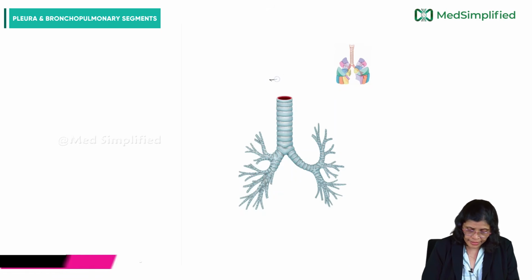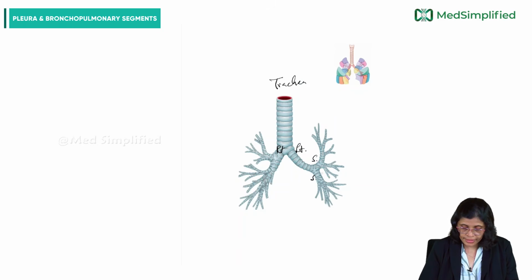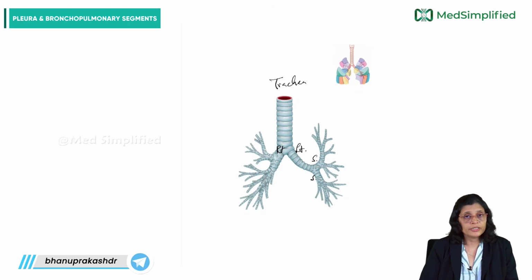Now this is the trachea. The trachea is dividing into the right and the left principal bronchus, that is the primary bronchus, and this is divided into the secondary bronchus. The secondary bronchus is also called the lobar bronchus, depending upon how many lobes. On the right side there are generally 3 lobes, so we will see 3 lobar bronchi, whereas on the left side there are 2 lobes and we see 2 lobar bronchi.